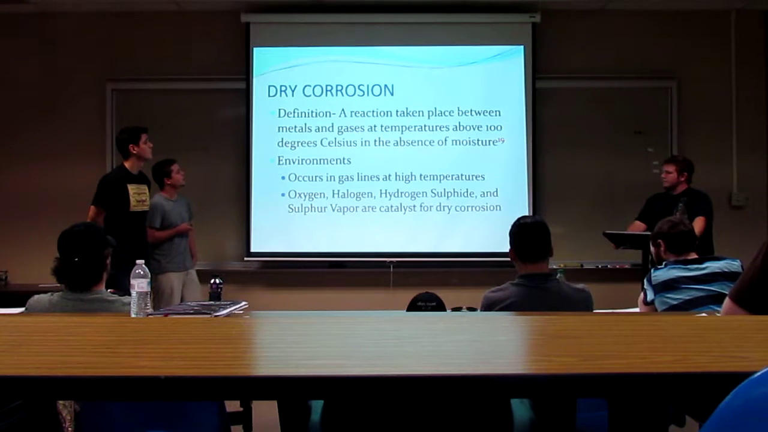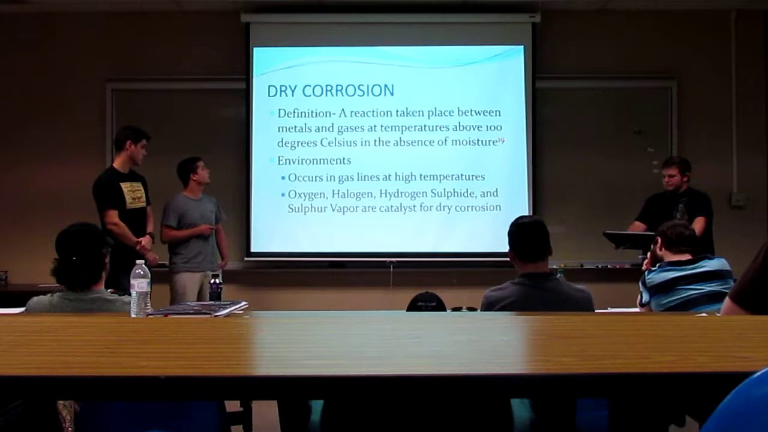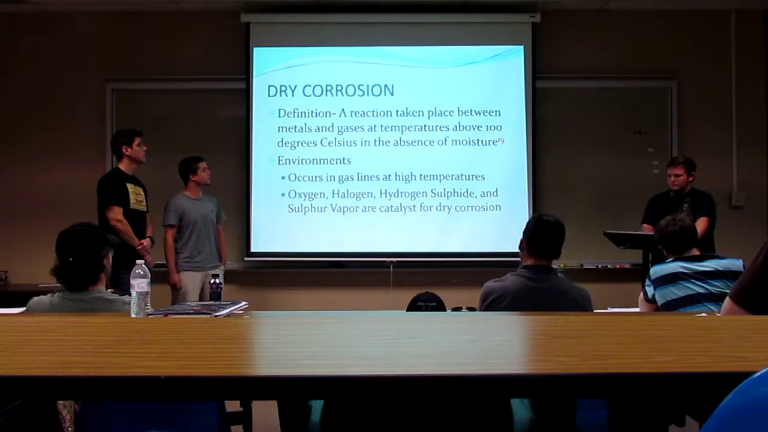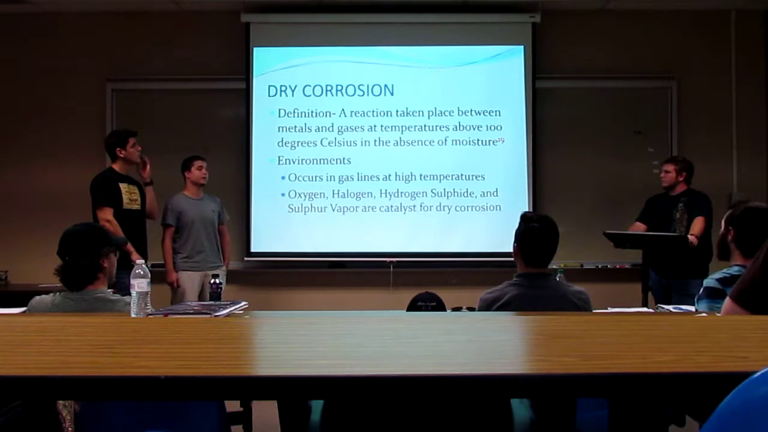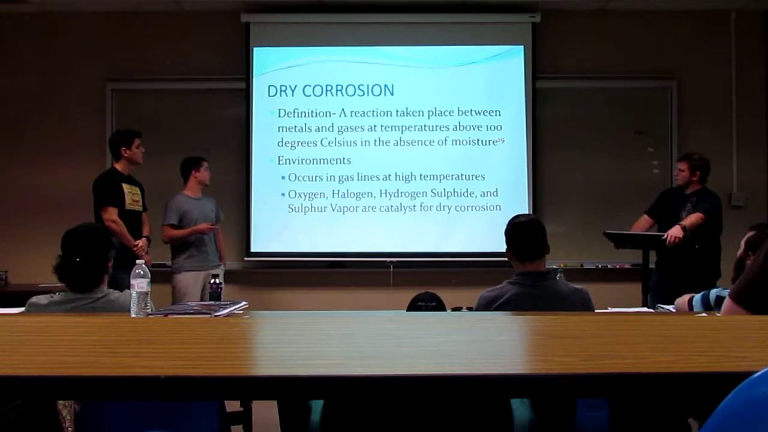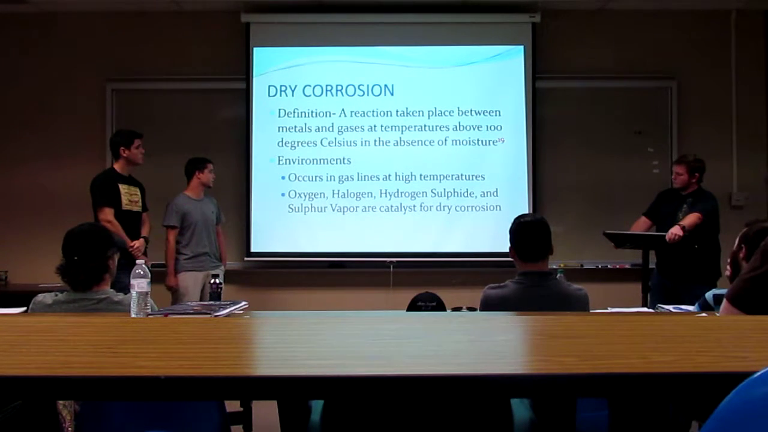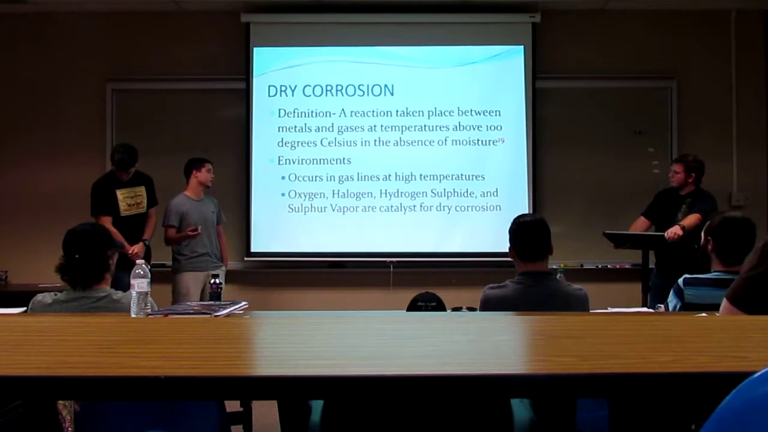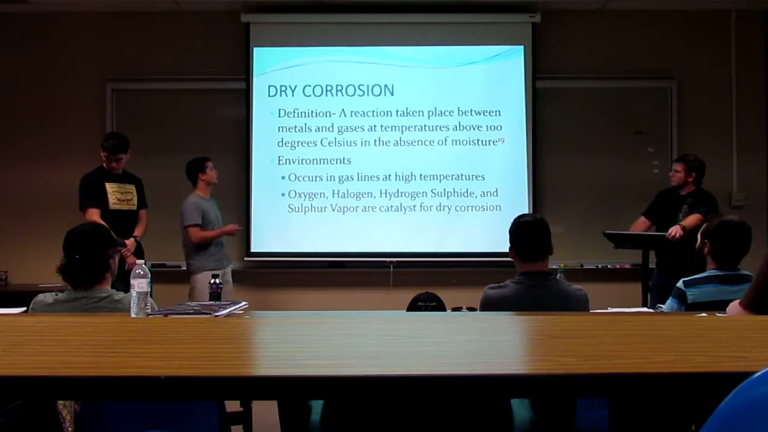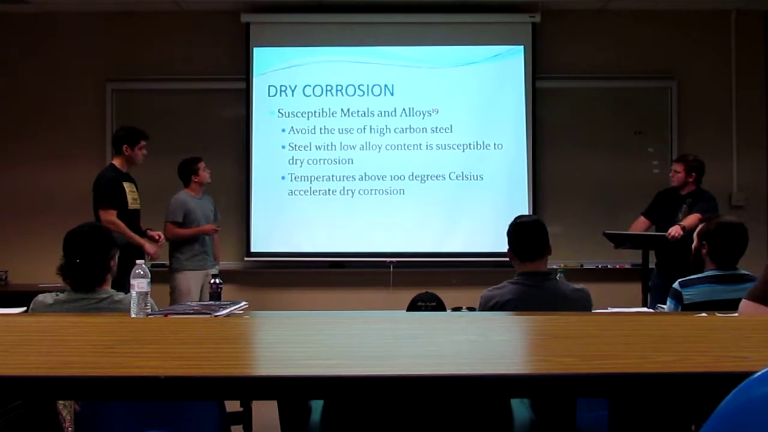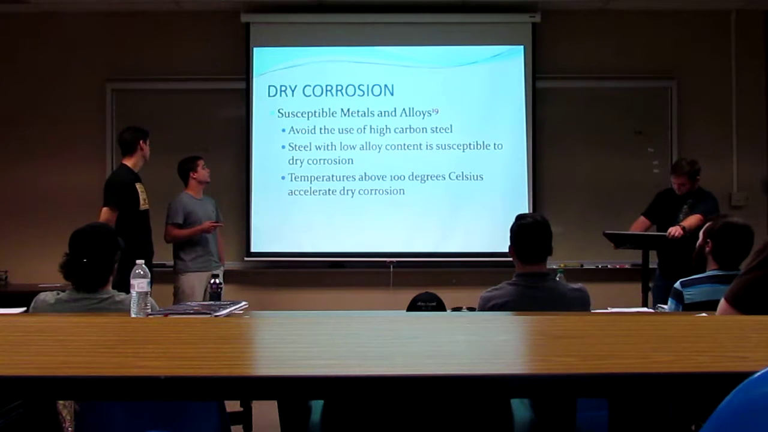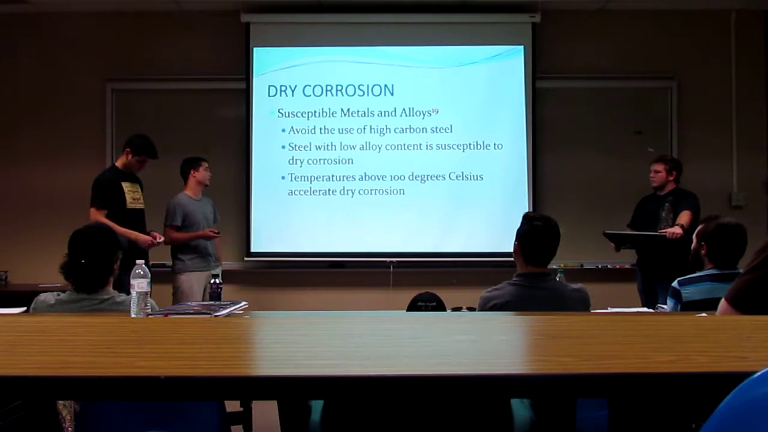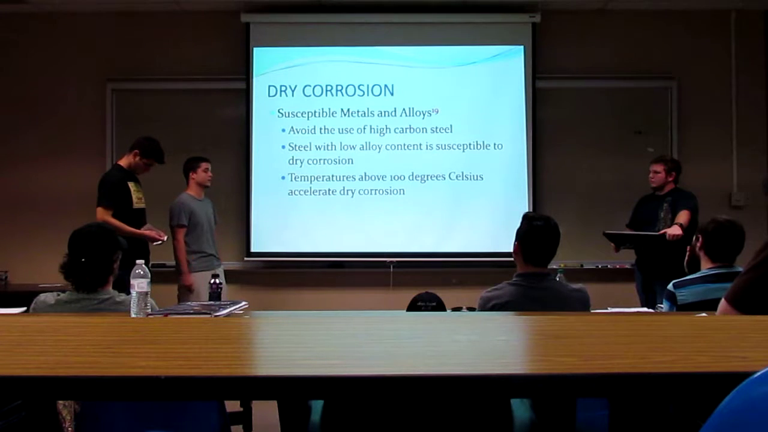And here's dry corrosion, another high temperature mechanism. The definition is a reaction taking place between metals and gases at temperatures above 100 degrees Celsius in the absence of moisture. This type of environment occurs in gas lines at high temperatures. Anything with oxygen, halogen, H2S, and sulfur vapor is a catalyst for dry corrosion. Susceptible metals and alloys: avoid the use of high carbon steel. Steel with low alloy content is susceptible to dry corrosion too, and any temperature above 100 degrees Celsius is going to accelerate it.